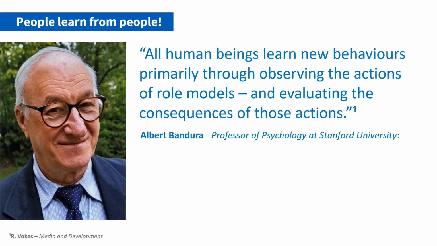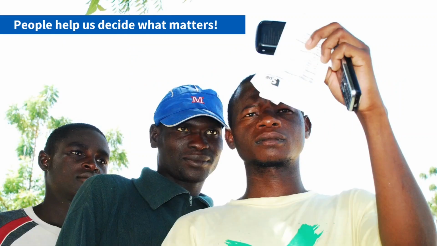Bandura observes that all human beings learn new behaviors primarily through observing the actions of role models and evaluating the consequences of those actions for themselves. Not only are people each other's biggest influencers in terms of learning new behavior, social dynamics also have a major impact on what information is considered to be trustworthy and what isn't.